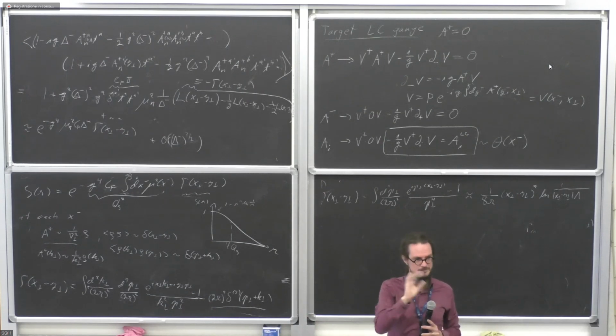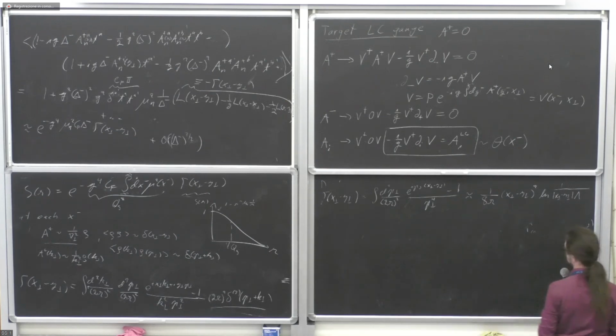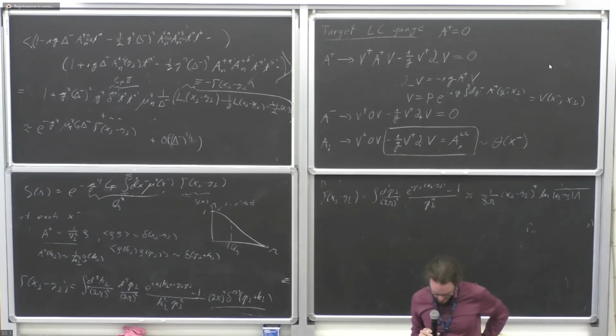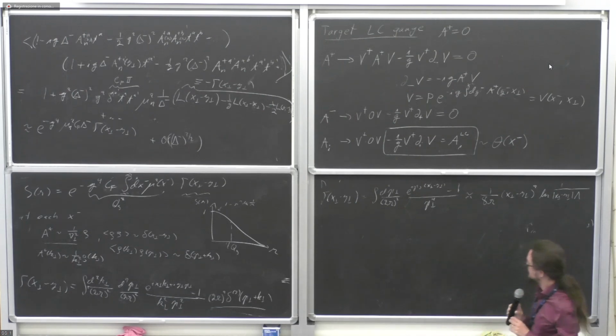But then, how do we get log divergence here? I mean, we have one p from the measure, and when we expand the exponential, if we keep only the leading term, we get p squared over p to the fourth. This is not orderly.